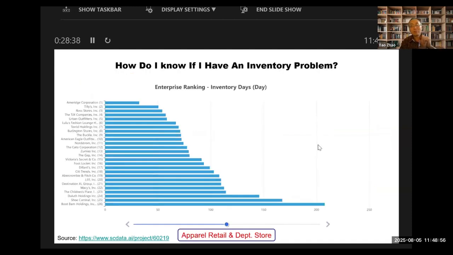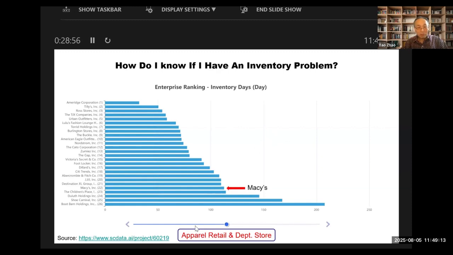Now let's come down to the last question: how do I know if I have an inventory problem? It's easy. Actually, this question can be easily answered by data analytics. You just plot the inventory days or inventory turnover on the same map. You will see that.